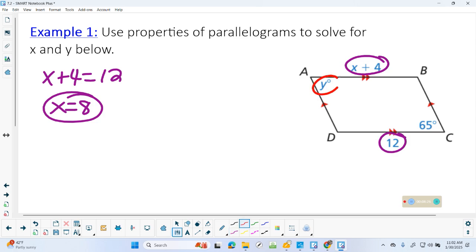Okay, let's do y. Is y a side or an angle? Angle. Now, what do you know about opposite angles? Done. Y equals 65.